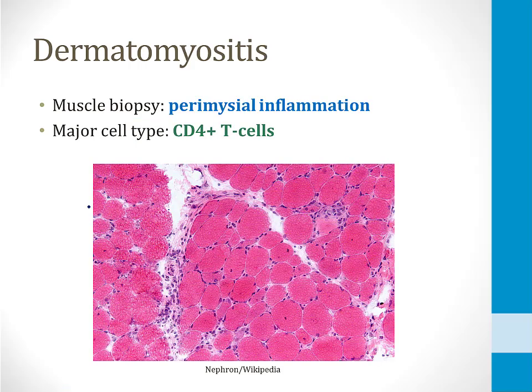So in a muscle biopsy in dermatomyositis, what you see is perimysial inflammation. This is shown on the screen here. So here we've got a whole bunch of muscle fibers, and the inflammatory cells are outside that bundle of muscle fibers involving the perimysium. That is classic for dermatomyositis. And the characteristic cell type here, in contrast to polymyositis, is CD4 positive T cells.